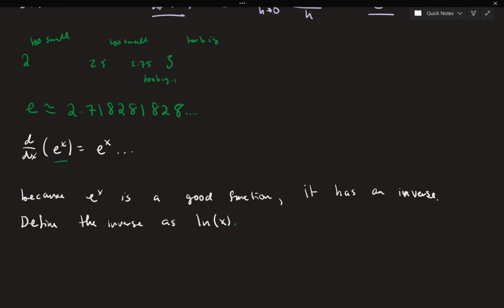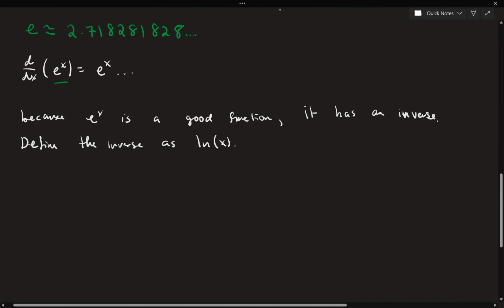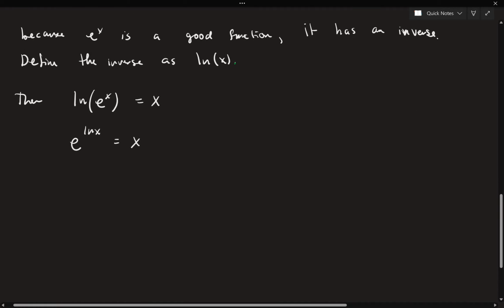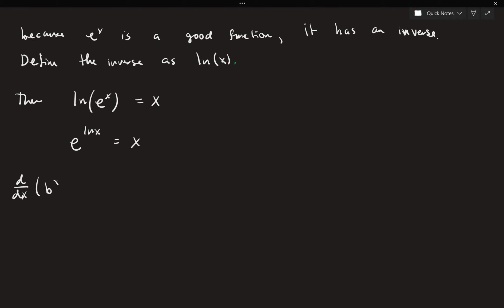If the inverse is ln of x, that literally means, this is just what an inverse is, if I take ln and then I do e to the x, I get back x. And if I do e to the x and then ln x, I also get x. So now let's see if we can figure out the derivative of b to the x, where b is any positive real number. I don't have to go through the limit definition anymore.